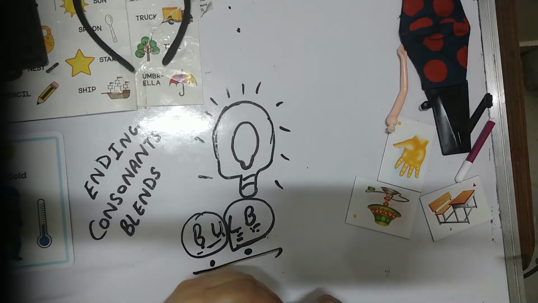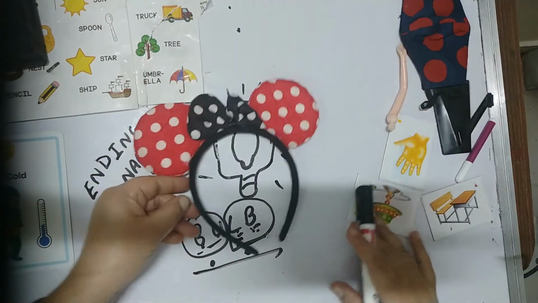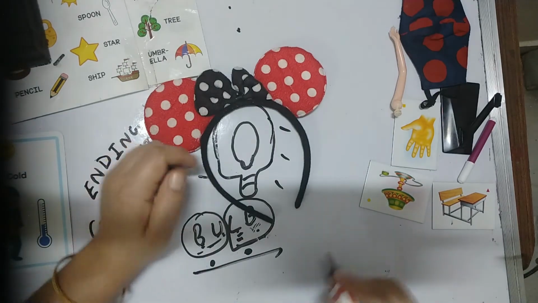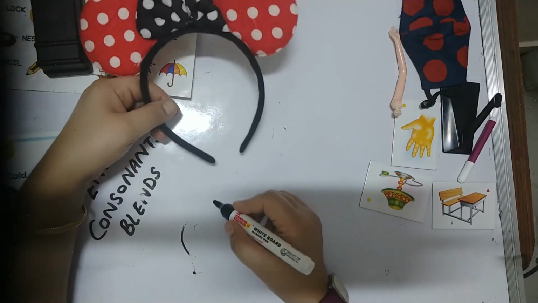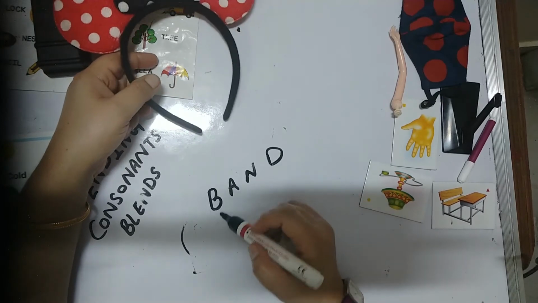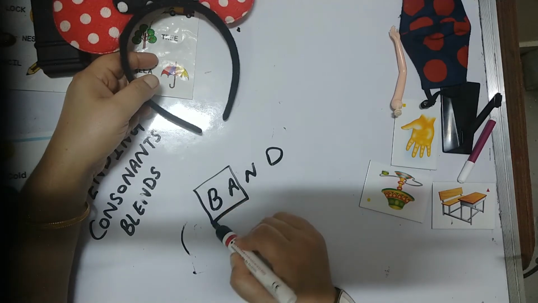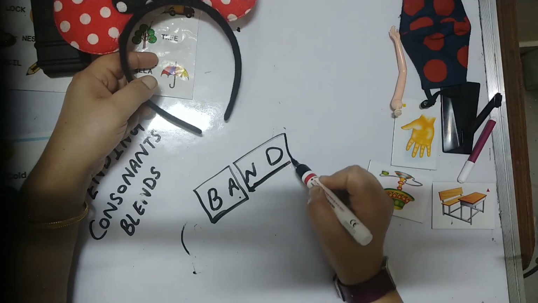Now let's take another example, like this word band. You can write it on a piece of paper so the child can understand in a better way, because initially if you only ask, the child will not understand. Suppose you have written band. Here the child needs to read these two sounds together, so ba, and the last two sounds together, nd.